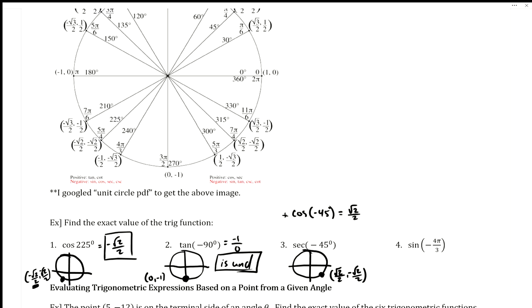And then to get secant, we just flip the answer. Now they would want us to rationalize that denominator. So we would multiply both the top and bottom by square root of 2 to make it become 2 radical 2 over 2. And then those 2's would just cancel. So our final answer is just square root of 2.